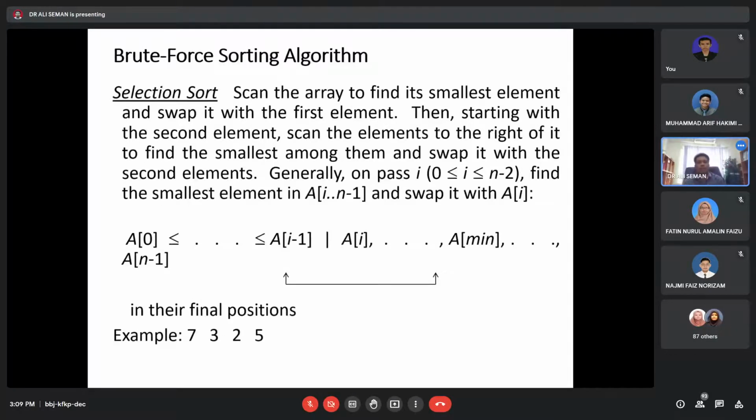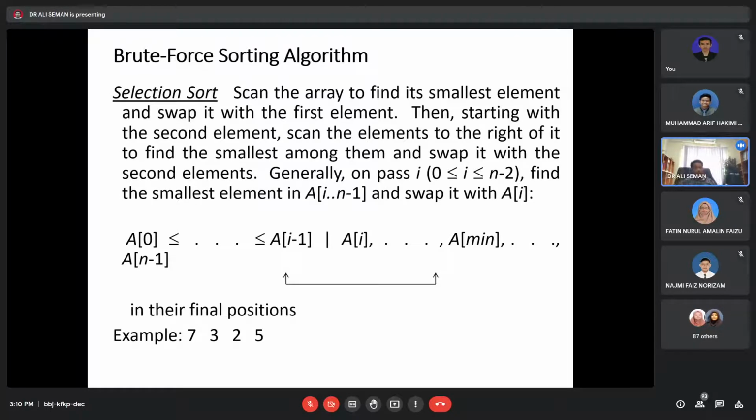Okay, brute force sorting. This is the same as what we discussed just now, but in a bit more detail. Selection sort is one of the algorithms introduced under brute force. Selection sort scans the array to find its smallest element and swaps it with the first element. Then, starting with the second element, scan the array to the right of it to find the smallest among them and swap it with the second element. Generally, on pass i, where i is greater than or equal to 0 and less than or equal to n minus 2, find the smallest element in A[i] through A[n minus 1] and swap it with A[i].